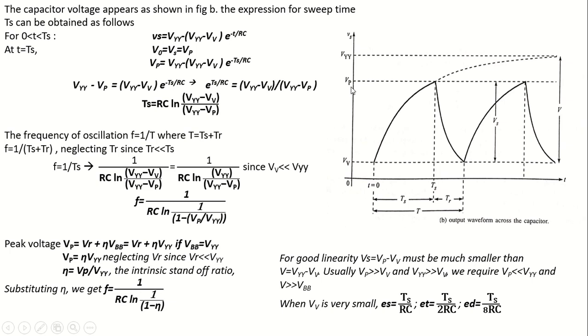So substituting that Vp and t equal to ts in this equation, it becomes Vp equals VYY minus (VYY minus VV) into e power minus ts by RC. Why ts? We are considering that instant t equal to ts. At this instant the value of V0 or Vs is Vp. Substituting this, we get this equation. Simplifying this, taking VYY to the left hand side, we can derive ts equals RC natural log of (VYY minus VV) by (VYY minus VP).